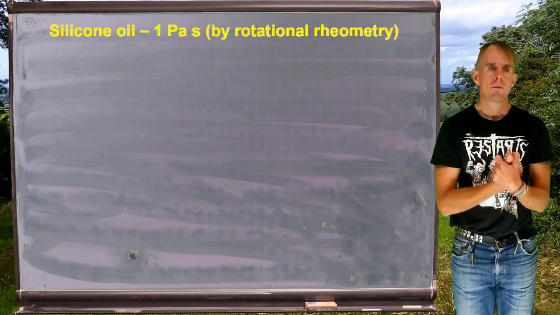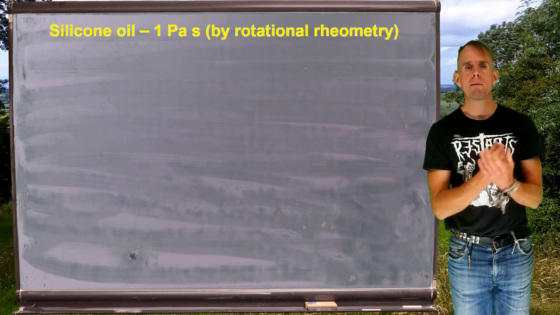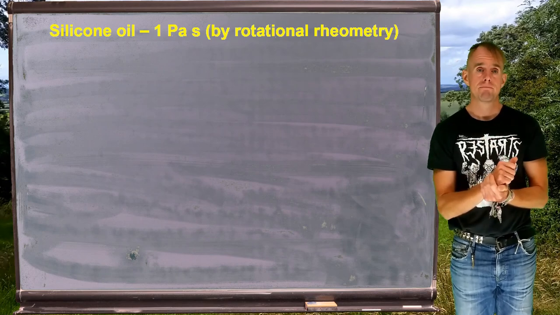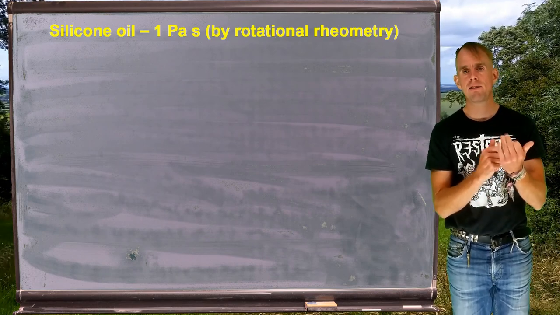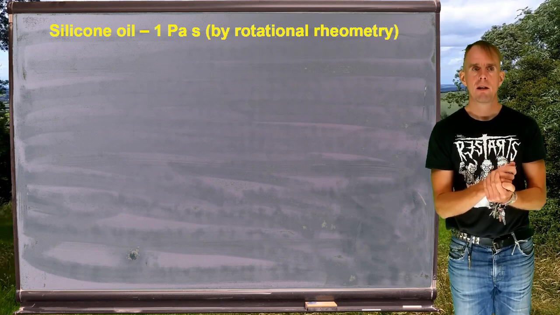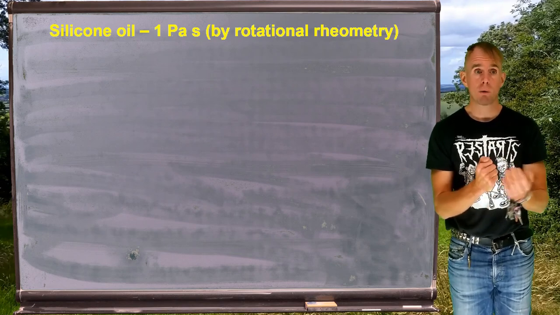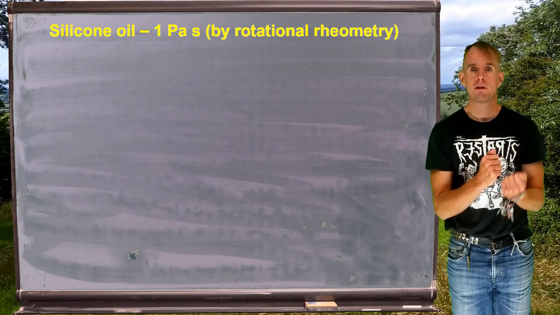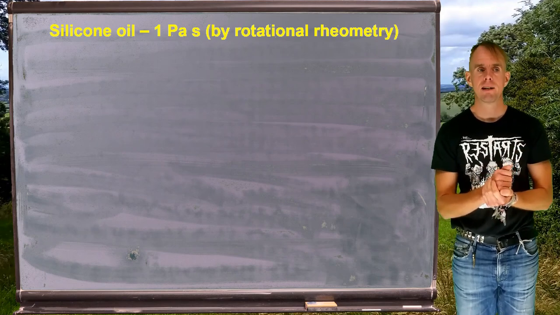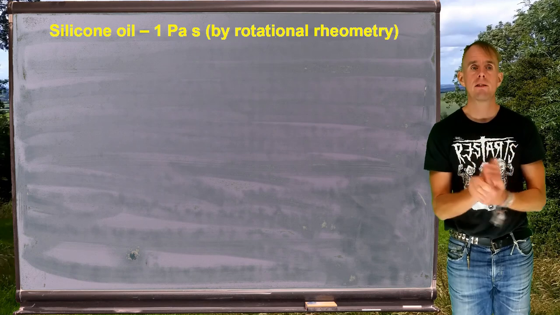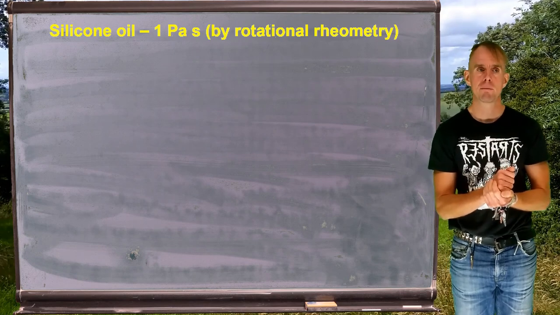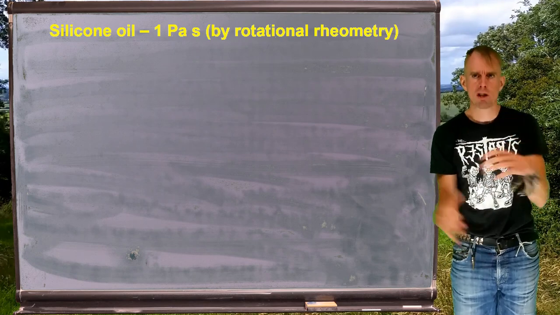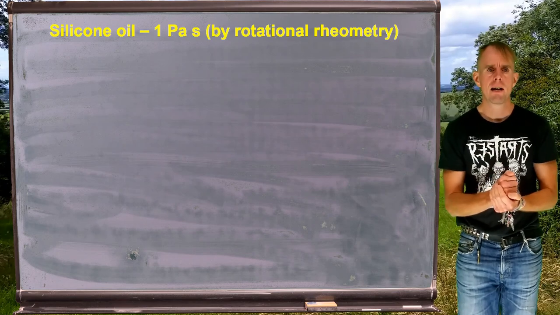So what we're going to do is to examine a fluid of known rheology. Let's say that we use a viscosity standard. It's Newtonian, it's a silicone oil, and we know by rotational rheometry that its viscosity is 1.0 Pascal second. Let's say we perform a capillary breakup experiment with it, that nice uniaxial elongation, measuring diameter decay.